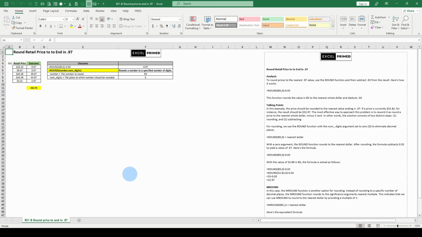How about rounding all numbers to end in 0.97? Let's take a look here. Now, the trick here is to think through this. What do we have to do?